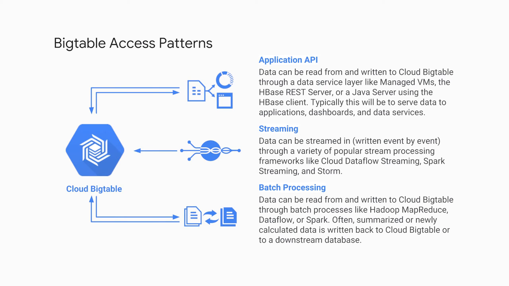Data can also be streamed in through a variety of popular stream processing frameworks, like Cloud Dataflow Streaming, Spark Streaming, and Storm. If streaming is not an option, data can also be read from and written to Cloud Bigtable through batch processes like Hadoop MapReduce, Dataflow, or Spark. Often summarized or newly calculated data is written back to Cloud Bigtable or to a downstream database.